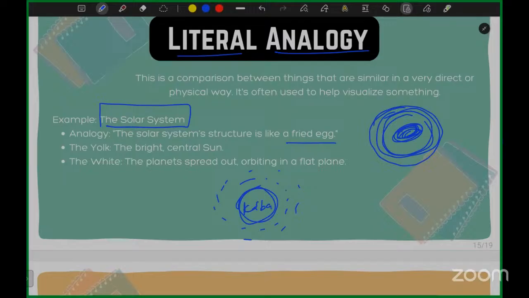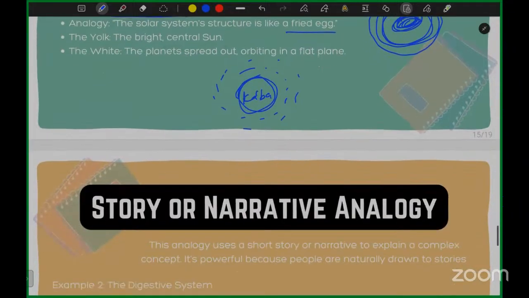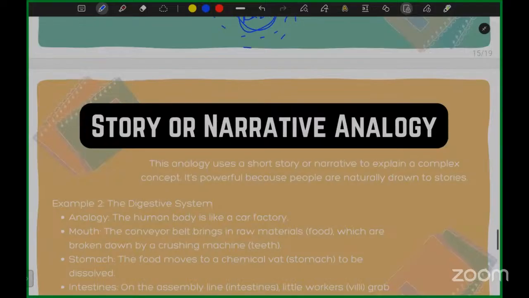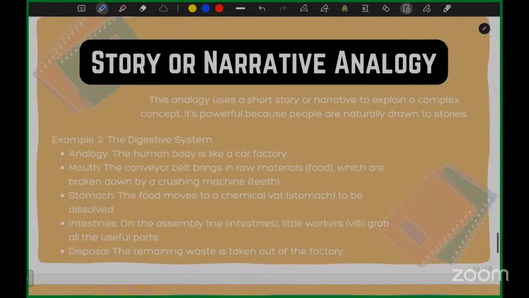The easier the example, the more effectively the student can learn the concept. I hope you are also familiar with this concept. Moving to the final analogy, which is called story or narrative analogy. This is the analogy which you teachers will use. I also teach this concept very frequently.